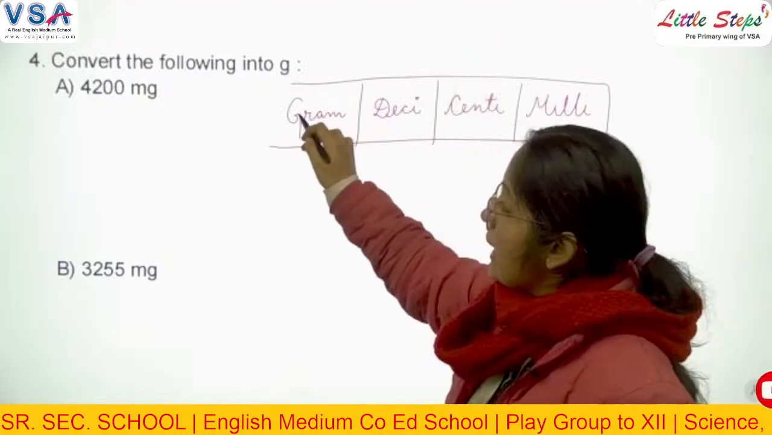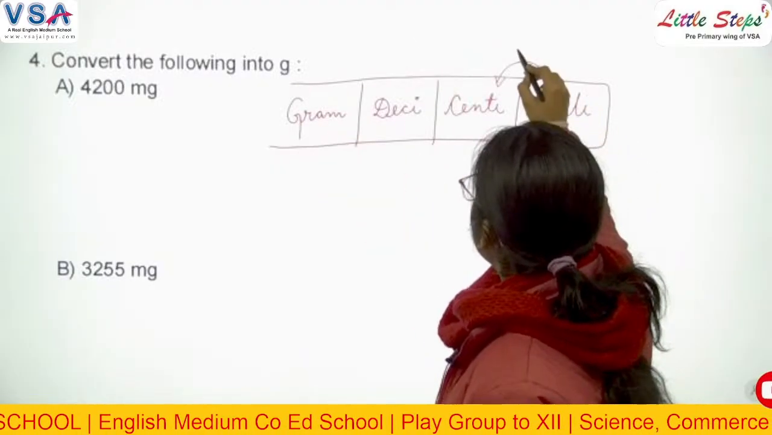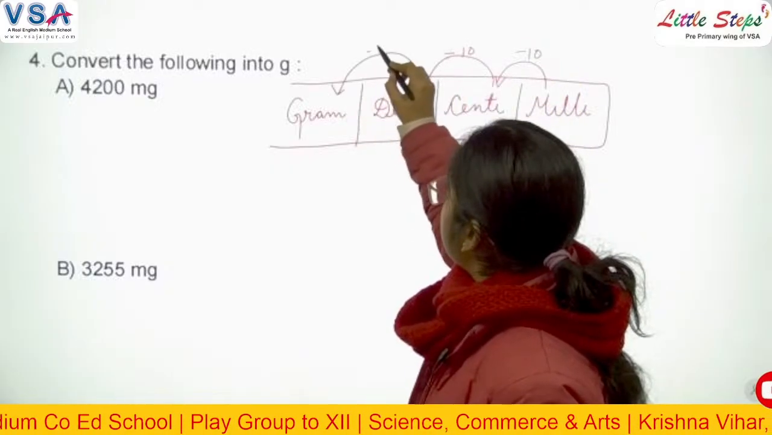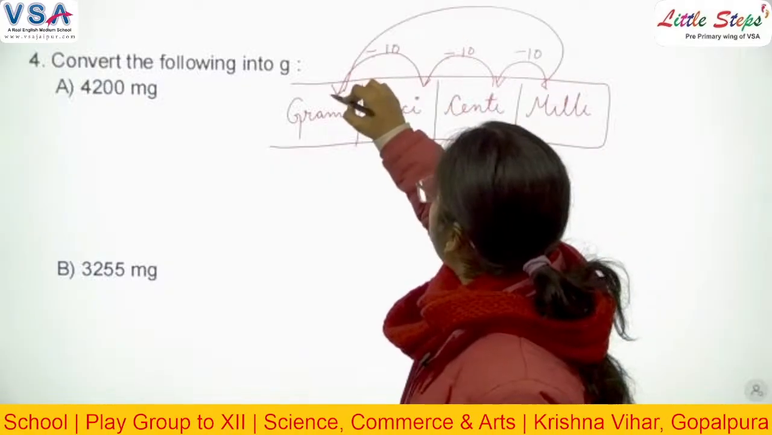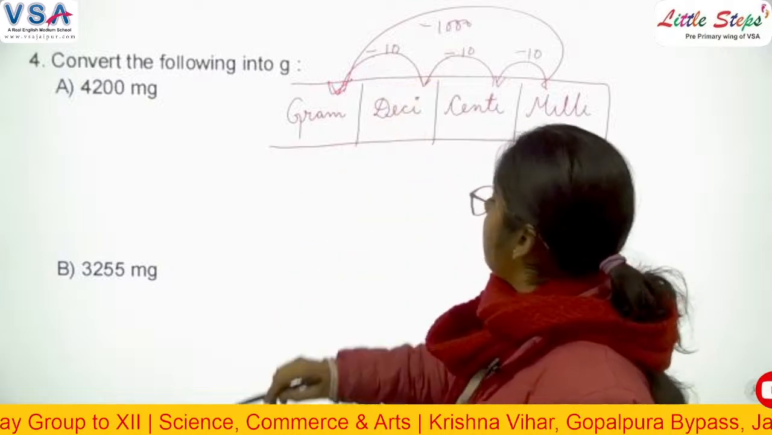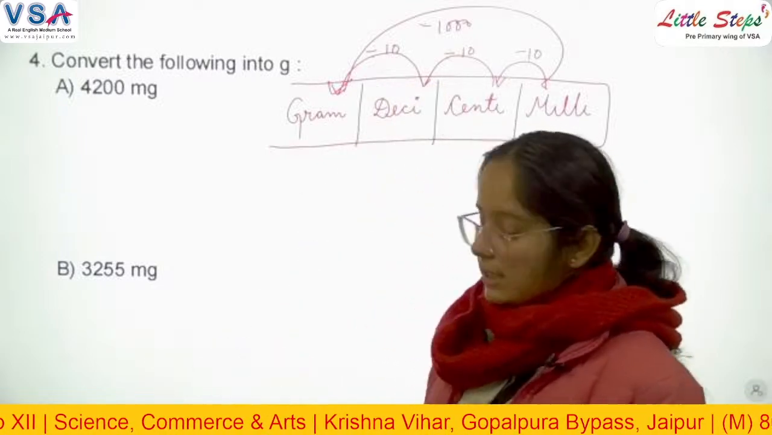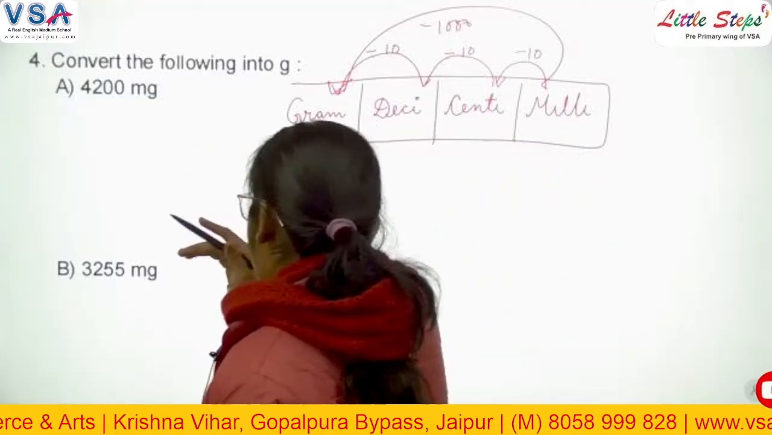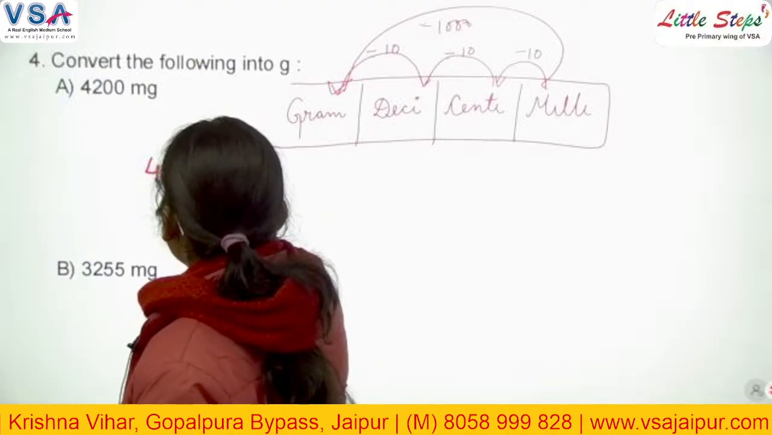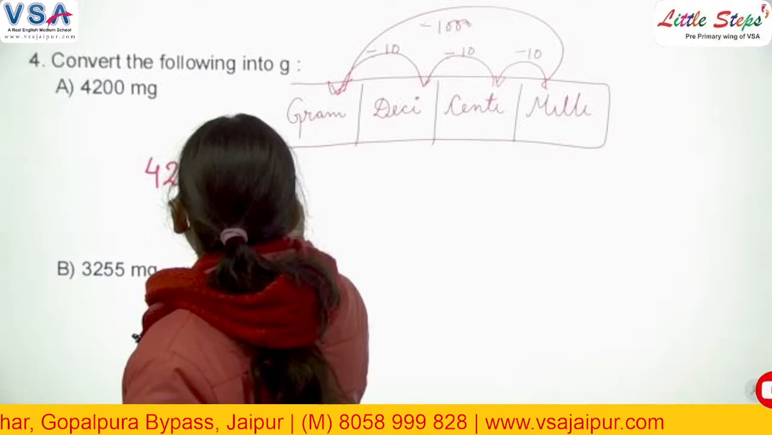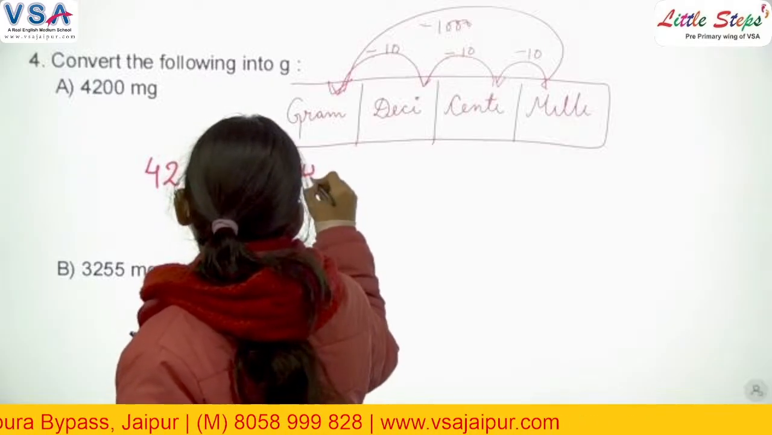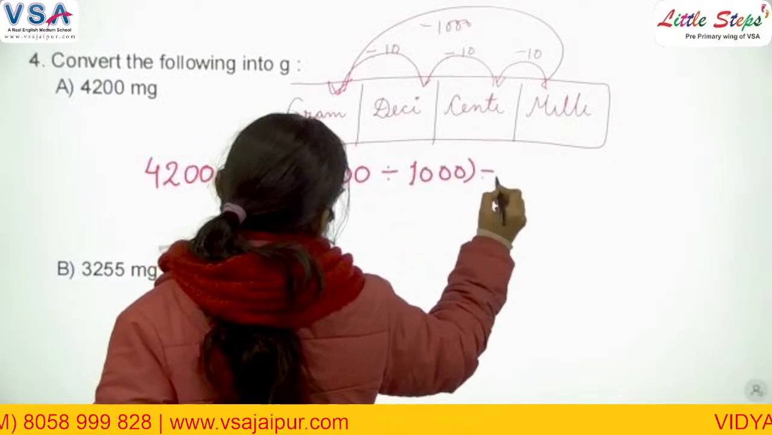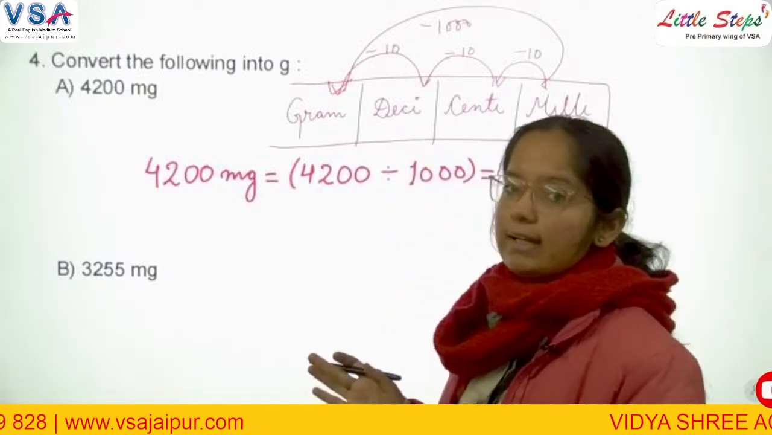So we are moving from milligram to gram. From shorter to bigger, divided by 10, again divided by 10, again divided by 10. So it will be divided by 1,000. That's why, because it is 3 times 10, 10, 10. 3 times it will be 1,000. So there is 4,200 milligrams. 4,200 milligrams. So 4,200 divided by 1,000.